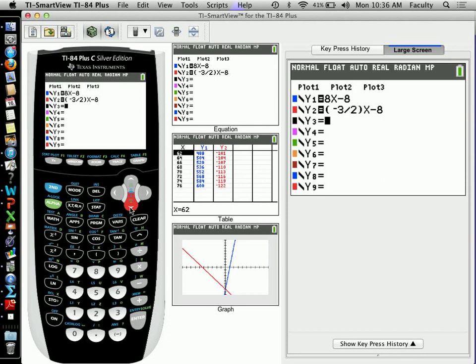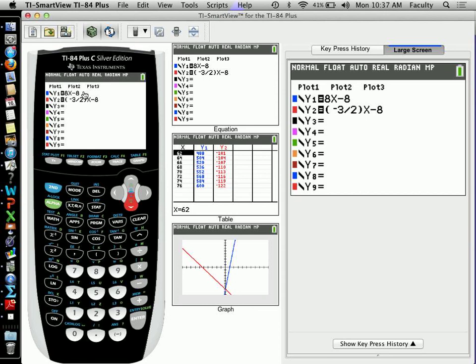Also, before we go to hit graph, I want you guys to check across up here. Make sure your plots are off. These should not be highlighted. If yours has like a black box around it, your plots are on. Go to second, y equals, and turn them off. But if they're like mine, you're fine.